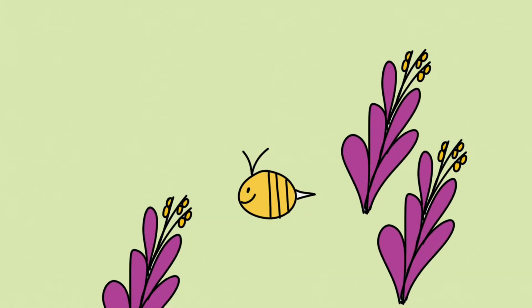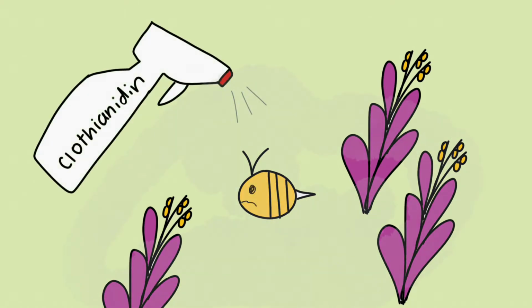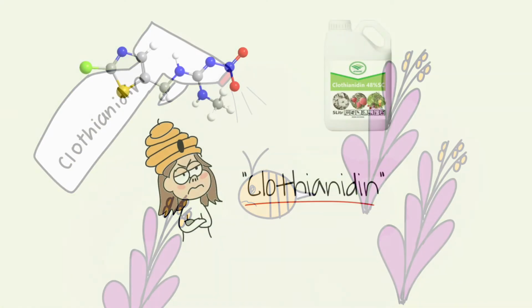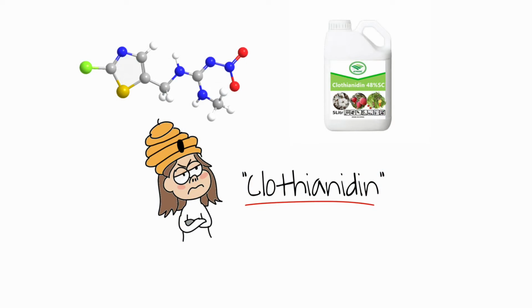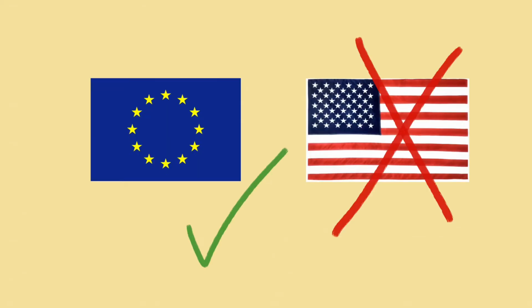Another reason is the commercial use of pesticides that lead to disease, as they can cause behavioral changes and harm the bees' immune systems. Dangerous pesticides in the group neonicotinoids, such as clothianidin, are highly toxic and banned in the EU but not in North America.